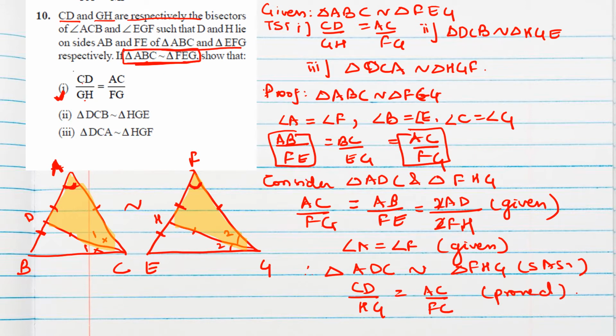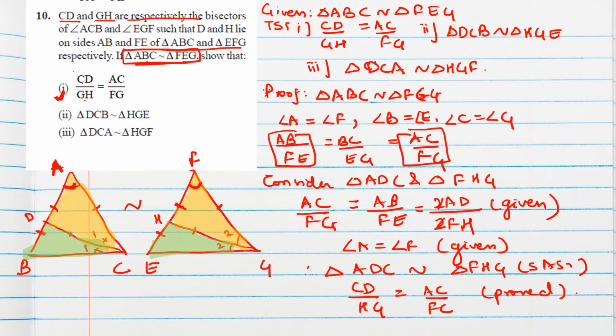So this is the first part. Second part, that is DCB and HGE. These two triangles we have to show. Okay, so this also we can show by SAS criteria, or by AA criteria also we can show. For the first part also we can show by AA criteria, because here I used the median, no? So angle bisector is given, that also we can use here.